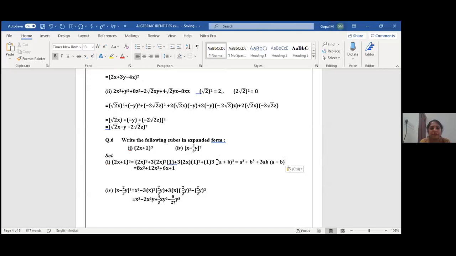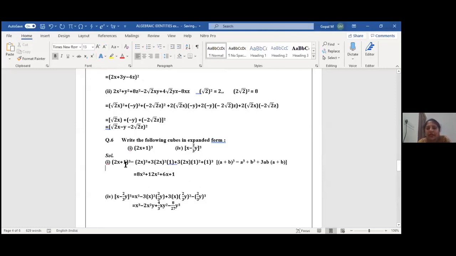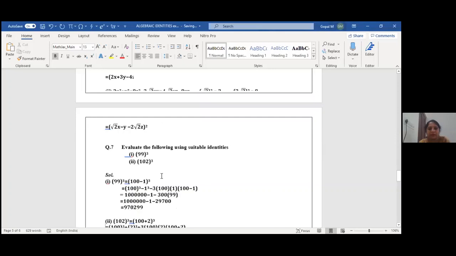So here I can take (a plus b) whole cube is a cube plus b cube plus 3ab into (a plus b). Or I can take this 3ab and multiply it to (a plus b). If I multiply 3ab to (a plus b), this becomes 3a square b plus 3ab square. That's the thing we'll get. We'll check the value, children. The a value is 2x, the b value is 1. Am I clear? Yes, ma'am.